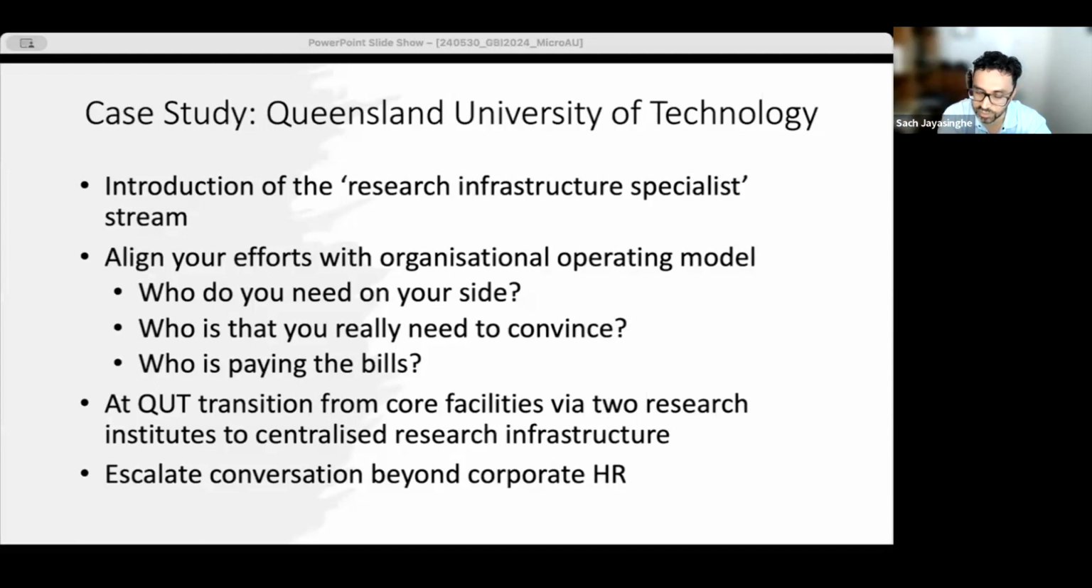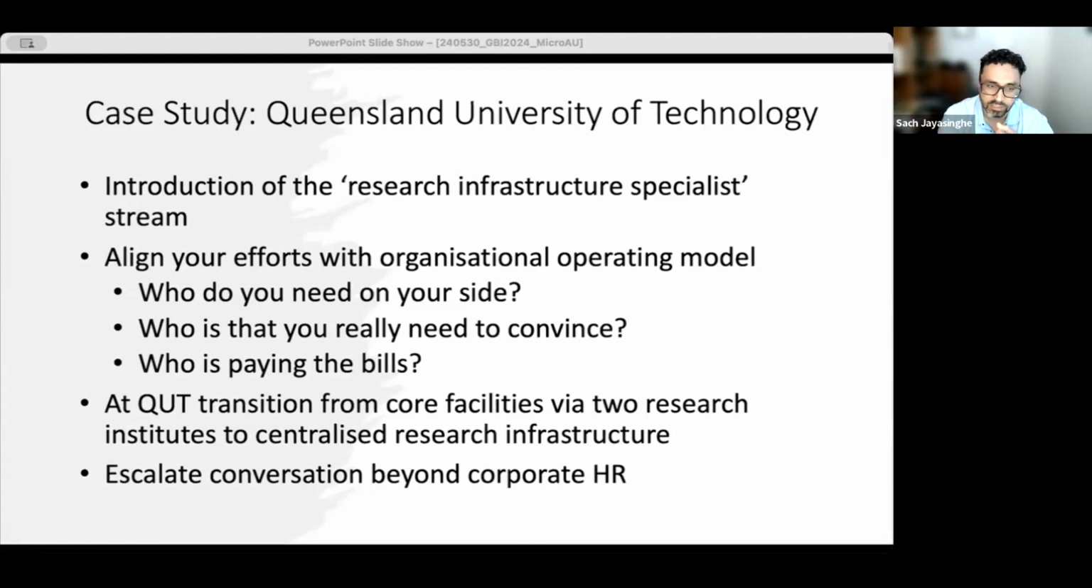this is where I actually had to drive a change from the very beginning, as I started that role at QUT. I was able to introduce a stream called research infrastructure specialist. But to get to that point, in the first 12 months I really needed to understand how QUT operated. Going back to this idea of how the university operates, I had to think about who I needed on my side, who I really needed to convince. It's not always the Vice-Chancellor, surprisingly. You've got to follow the money. Who's paying the bills? Who really cares about these changes? And who actually has influence?